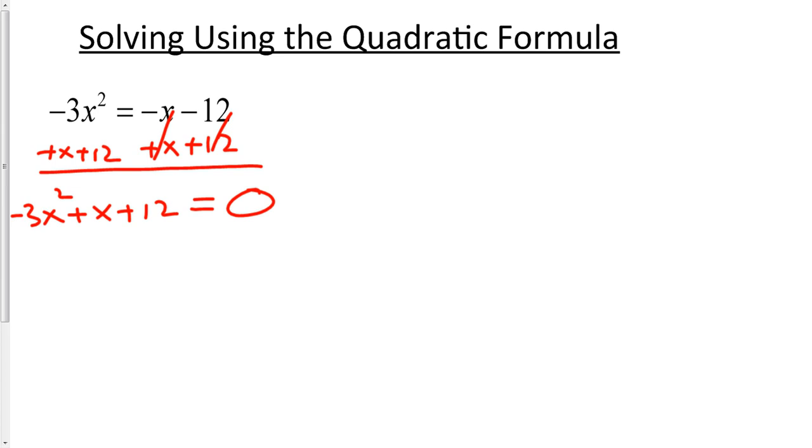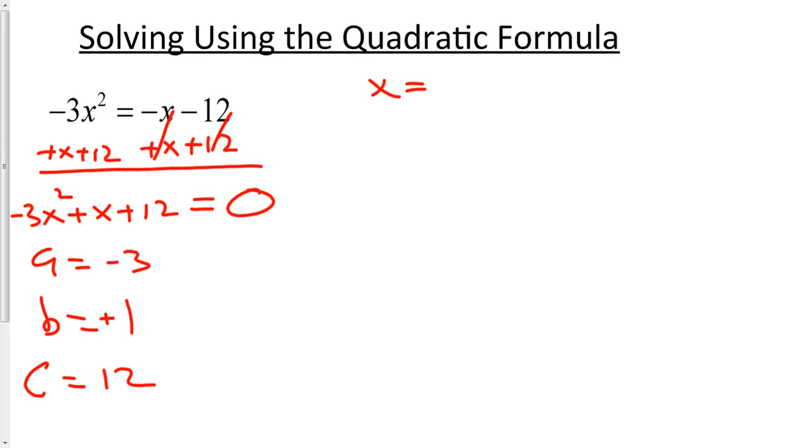This is not something I would do if I was solving. If I was solving, I would want to get my leading coefficient, or the a value, to be positive, but I'm not factoring when I'm solving. In this case, I'm using the quadratic formula. So my a value is minus 3, my b value is positive 1, my c value is positive 12. Again, I have to make sure I put it in standard form first.